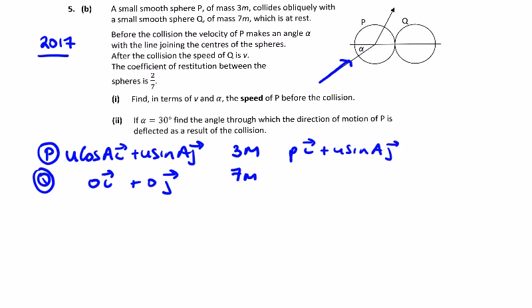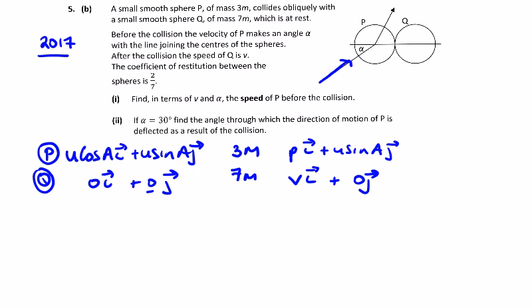So that will be v in the i direction, plus maintaining the j, 0 in the j direction, and we're given e to be 2/7. Find, in terms of v and alpha, the speed of P before the collision.